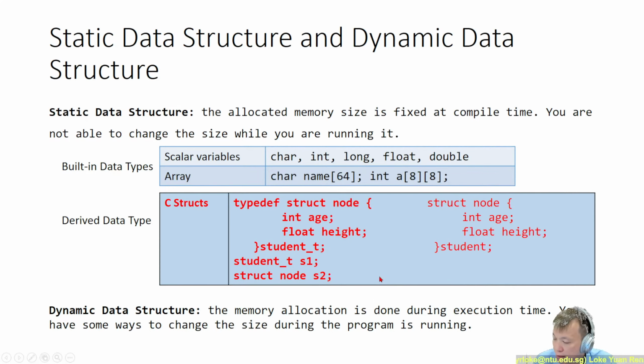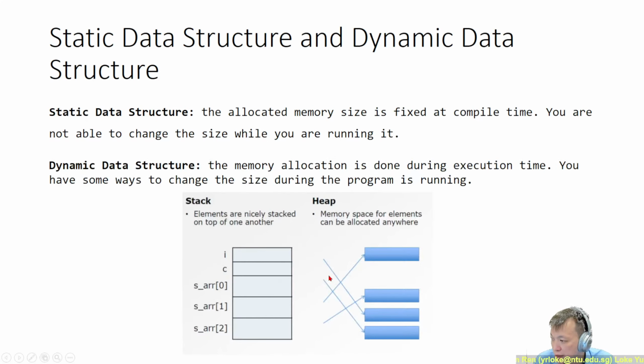But next, you can create a new data type, but it's not enough. I need more flexibility. I want to decide the memory size during the execution time. So by doing this, I need the dynamic data structure. The difference between static data structure and dynamic data structure is that static data structures store all the variables in order, and dynamic data structures allocate heap memory to store them.